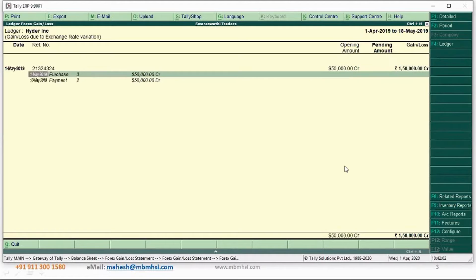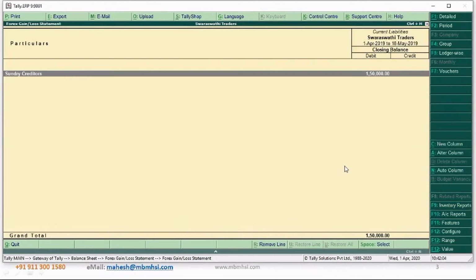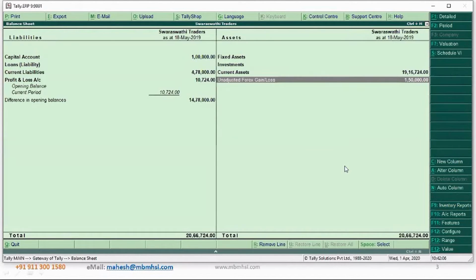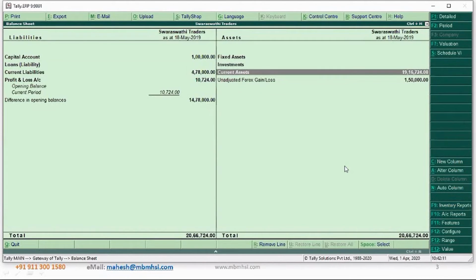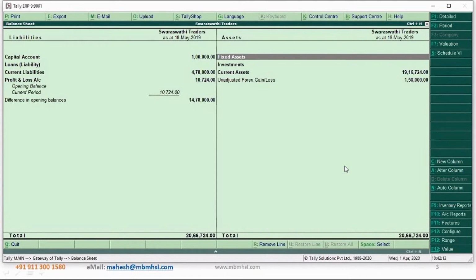Is this clear? Okay, so now it is automatically showing you how much you need to adjust. What is the loss on this transaction?